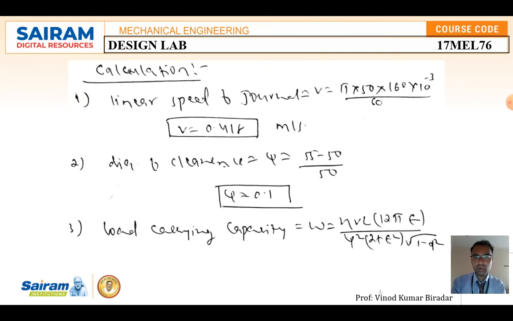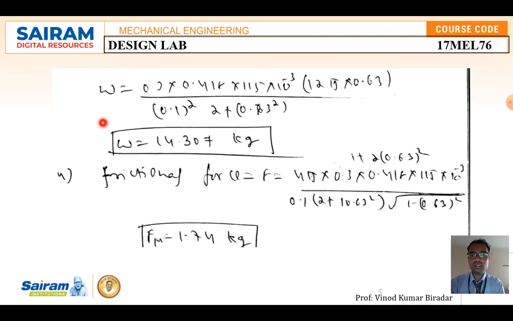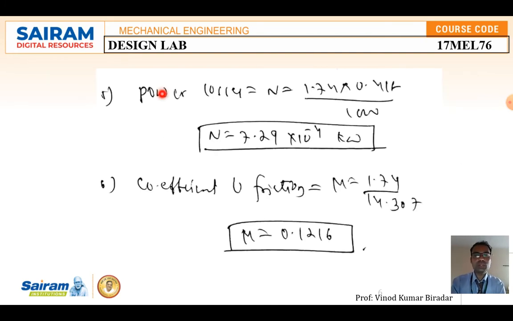Okay, so now the load carrying capacity W is equal to what? Viscosity, velocity, l, 2 pi e whole divided by psi square plus 2 e square, square root of 1 minus d square. So all values we have with us, so substitute, and you are going to get the weight equal to 14.30 kg. Okay, so the frictional force F is equal to what? Again we have the formula. Substitute all the values, and you are going to get the friction force. And the power loss is equal to 1.74 into 0.418 divided by 1000. You are going to get N equal to 7.29 into 10 to the power of minus 4 kilowatt.